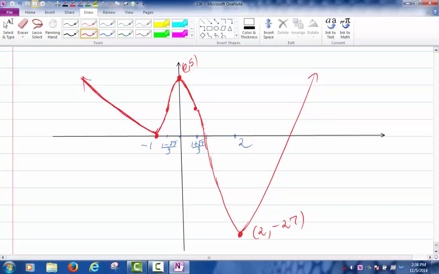And do I indeed have a local max at 0? I have a local max at 0. I have a local min at negative 1. I have a local min at 2 as well. Is everybody okay with that? You guys are okay with that? Any questions? Any questions at all? Anyone? No?